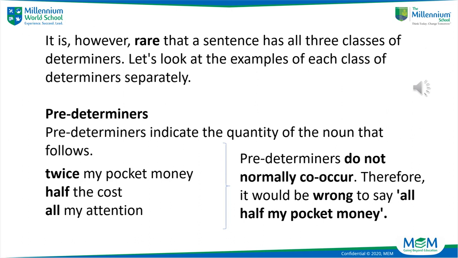We start with the predeterminers. Predeterminers indicate the quantity of the noun that follows. For example, twice my pocket money, half the cost, all my attention. Further, predeterminers do not come together. They do not co-occur in one sentence. Therefore, it would be wrong to say all half my pocket money.